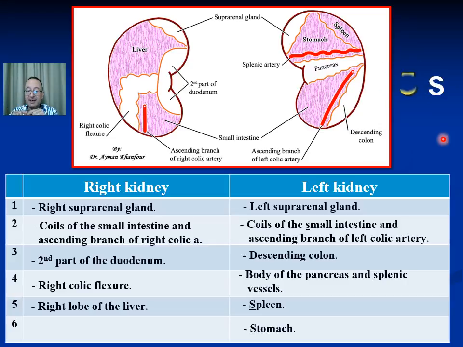I'm repeating again. Try to draw them and write them by yourself. What is this number which appeared suddenly? Oh, I have 5 S structures present on the left side: suprarenal, spleen, stomach, splenic artery, small intestine. This is just to summarize.